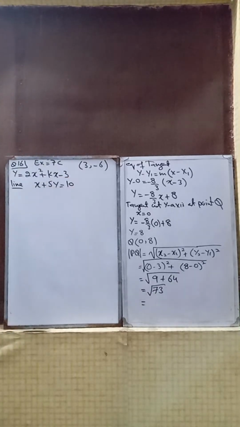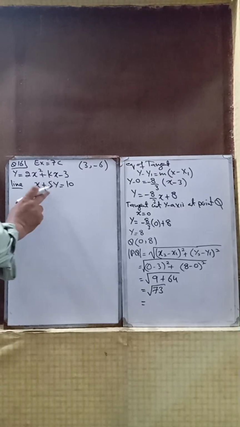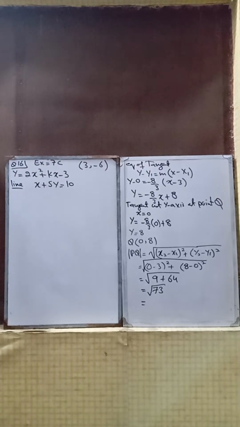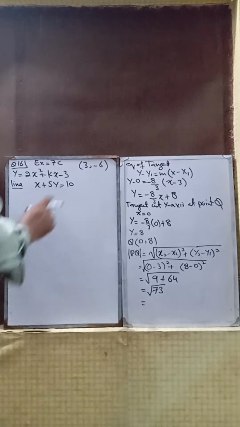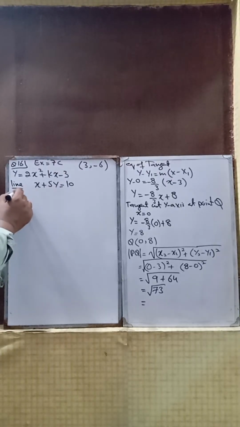He says that the normal to the curve y equals 2x squared plus kx minus 3 at the point 3 comma minus 6 is parallel to the line x plus 5y equals 10. The first question is to find the value of k. So, no problem. First of all, because the normal is parallel to this line, I will find the gradient of this line. So I will make y the subject.